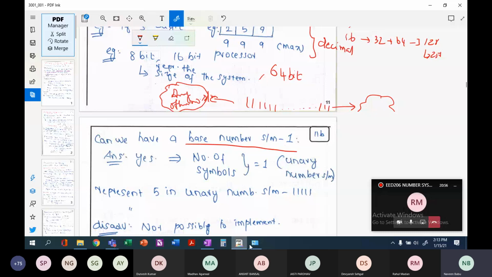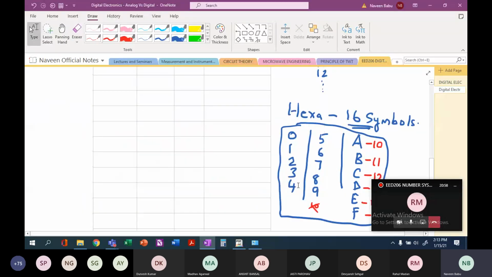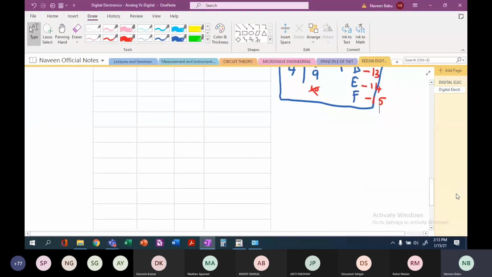If a number system with base 1 is possible, then how many symbols can a system with base 1 have? It is definitely possible. If base 1 is possible, then how many symbols? There can be only one symbol possible, right? That particular symbol can be either 0 or 1 or any symbol you can choose.